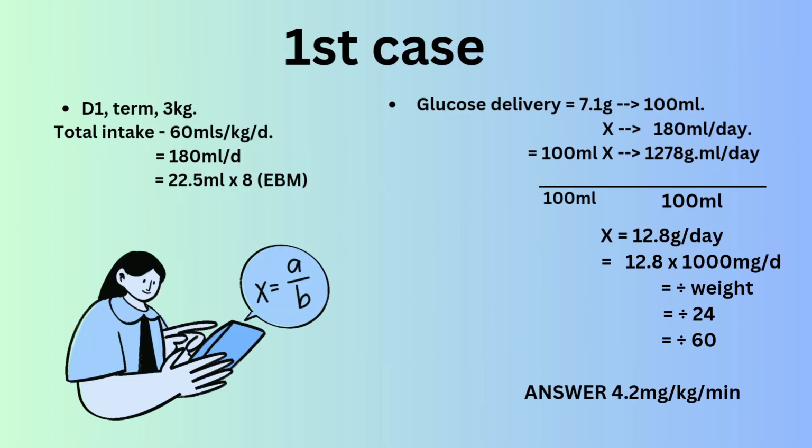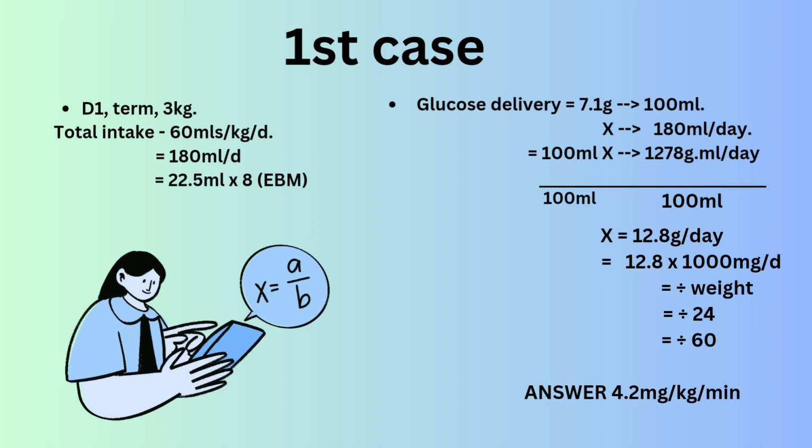So now let's try and do an example of a calculation using one of the cases that we were given on the previous video. So one of the cases was a day 1 term neonate who was 3 kg with no comorbidities. So let's assume, because that neonate had an asymptomatic hypoglycemia with an HGT of 2.2, that the neonate was started on feeds. So term neonate day 1, we start them at 60 ml per kg per day.